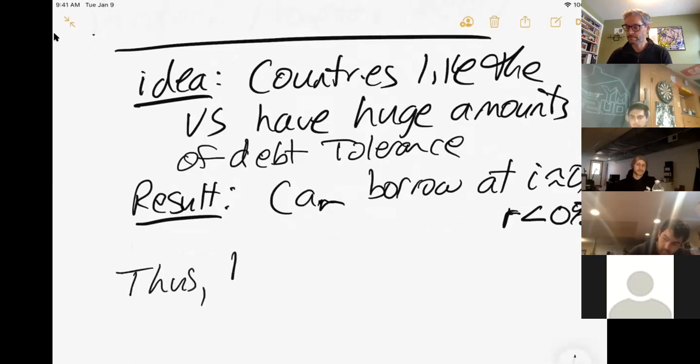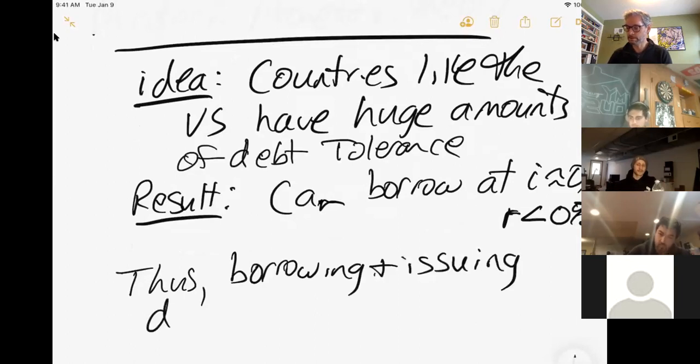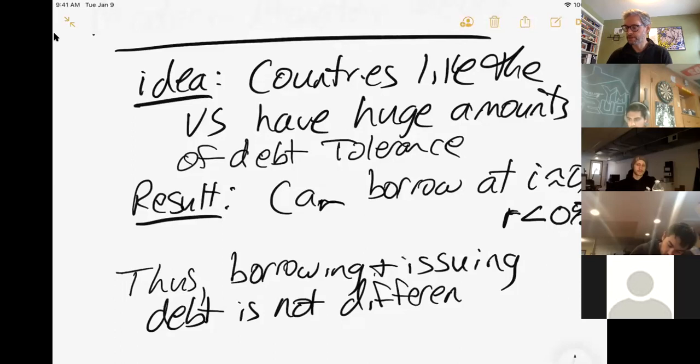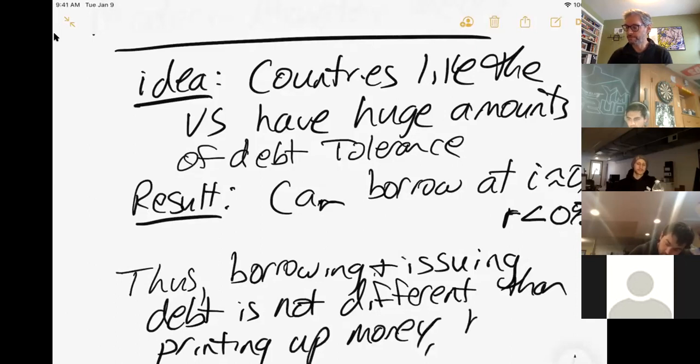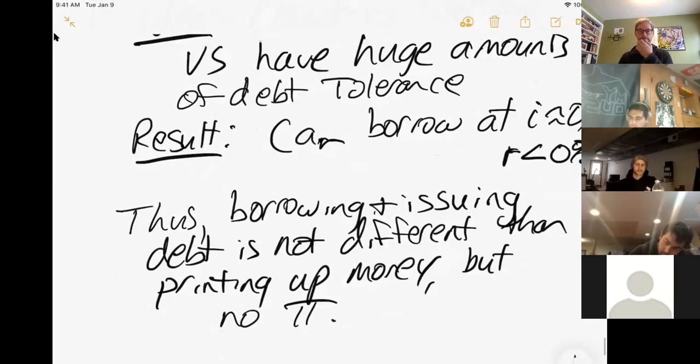Thus, borrowing and issuing debt is no different than just printing up money. But no inflation. The idea here is, listen, if you can borrow at 0%, it's not any different than printing up money.